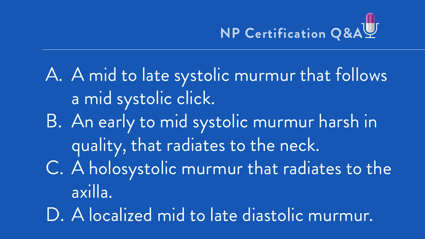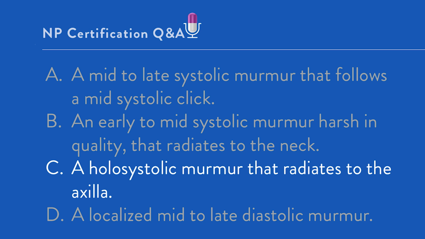A, a mid to late systolic murmur that follows a mid-systolic click. B, an early to mid-systolic murmur, harsh in quality, that radiates to the neck. C, a holosystolic murmur that radiates to the axilla. D, a localized mid to late diastolic murmur. The correct answer is C, a holosystolic murmur that radiates to the axilla.